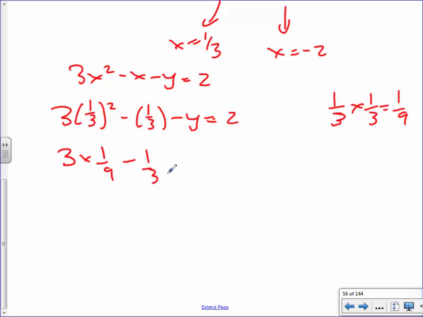minus 1/3. I'm going to mess around with this a little bit. Can I add y to the other side and then subtract 2 all in one step? Does that make sense? I'm just basically flipping these sides here.